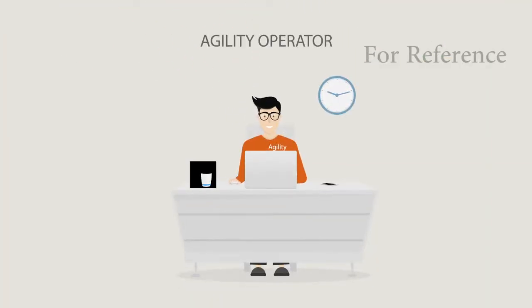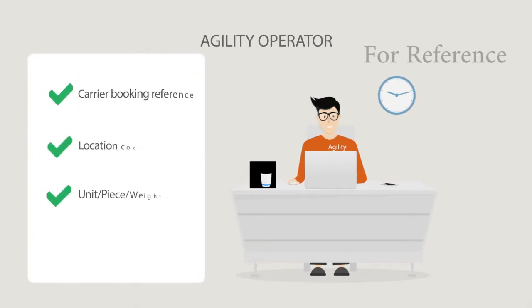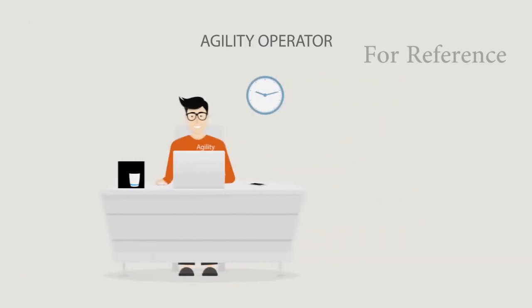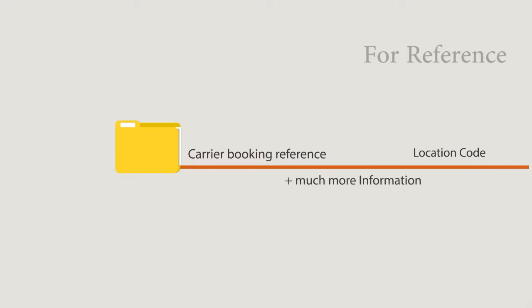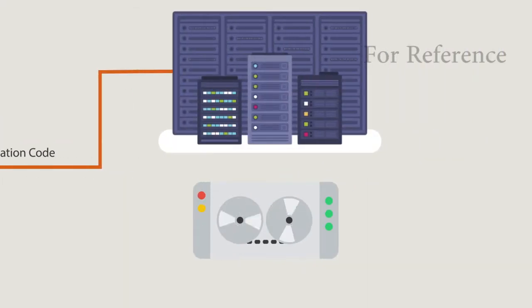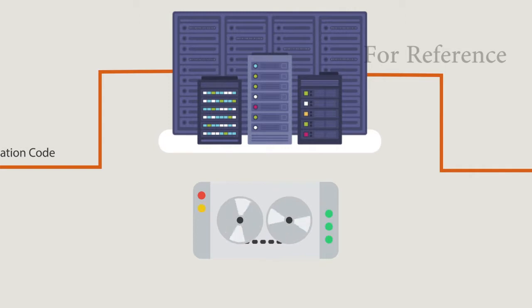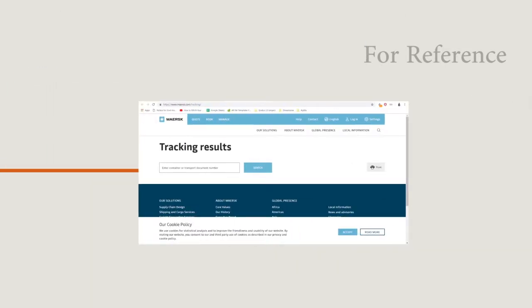Stan is a new branch operator in Chicago. When Stan creates a job in our operations system, he carefully and accurately enters information. Assuming we use one of our larger carriers, the job's data will be sent to the carrier via EDI. Since Stan entered accurate job information, our data will easily match up with information contained in the carrier system.